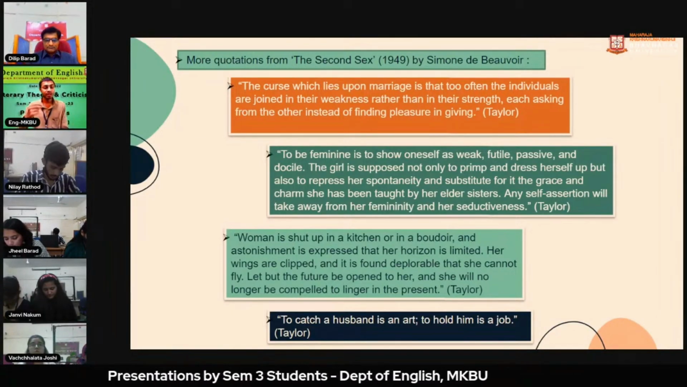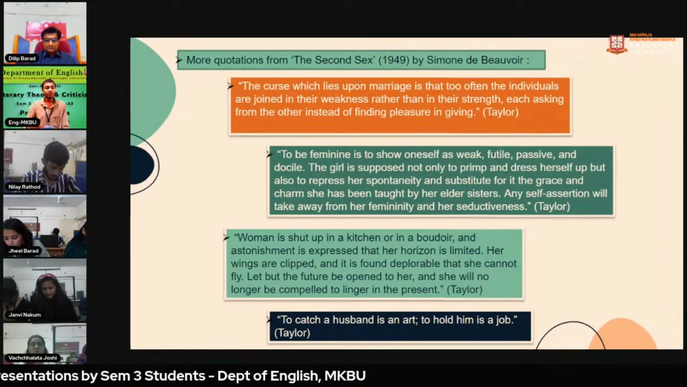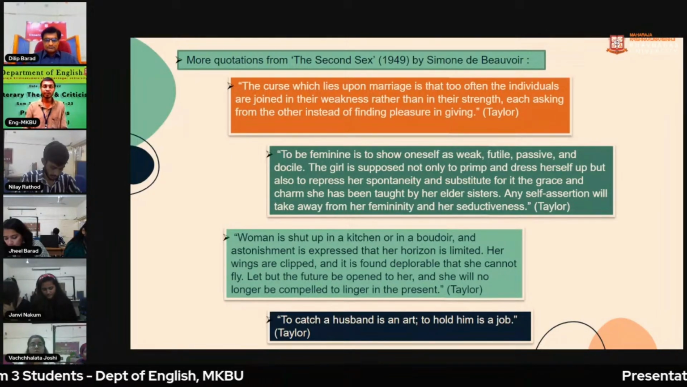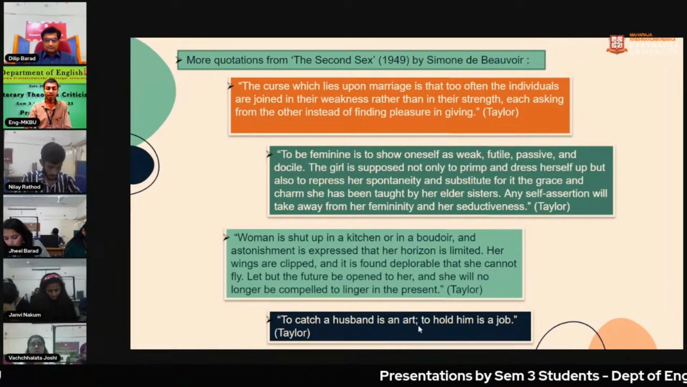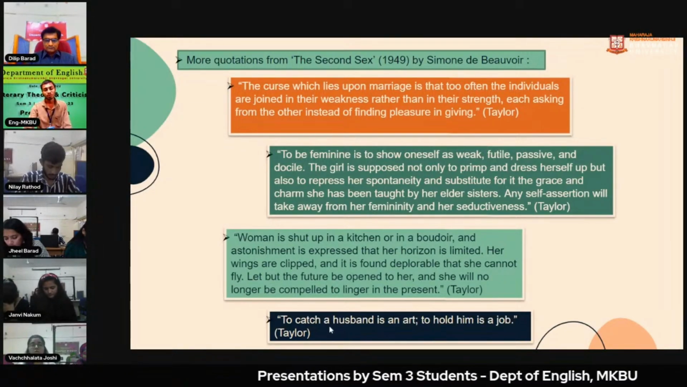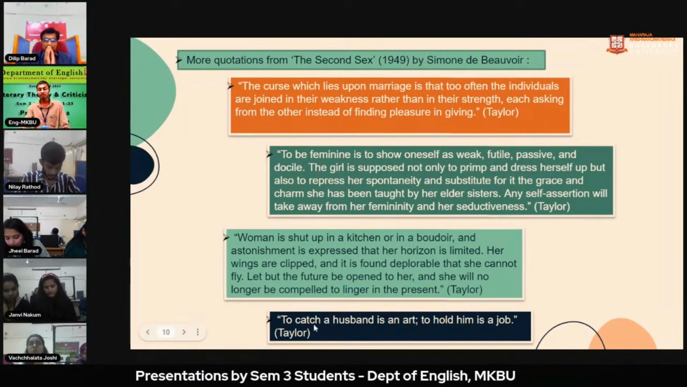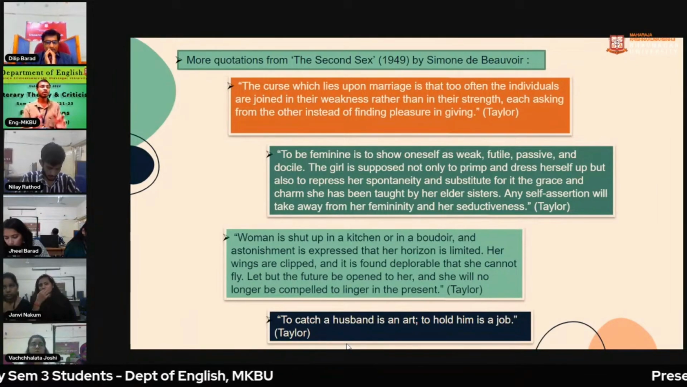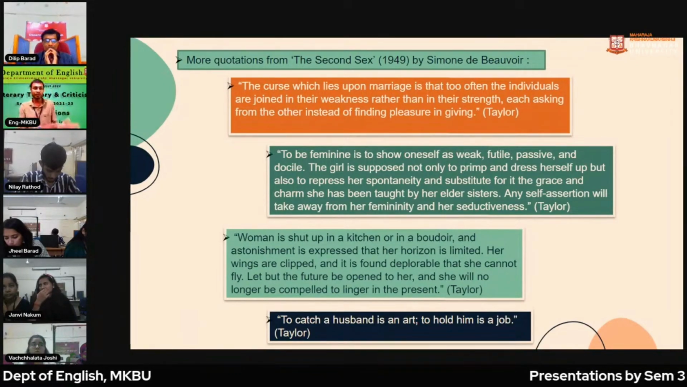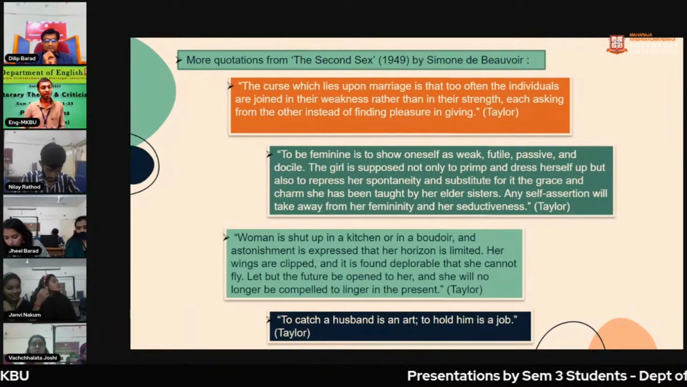It is the thing that deconstruction does while criticizing or interpreting any text. So, to catch a husband is an art. To hold him is a job. Here is a very catchy sentence. To catch a husband is an art means you have to be attractive. You have to conform to the standard that a male wants from you, being a female. That is why you can catch a husband.